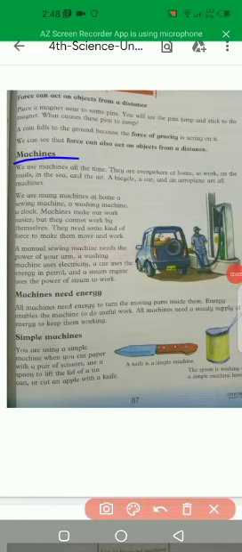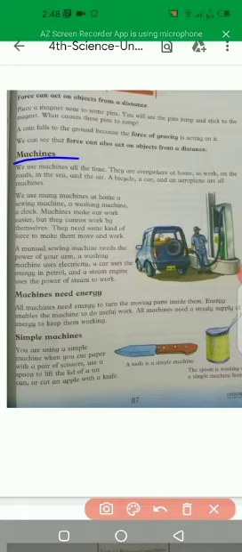Machines. We use machines all the time. Why do we use them? Machines make our work easier. That is why we are using machines in our daily life. But they cannot work by themselves. We need some kind of force to make them move or work.